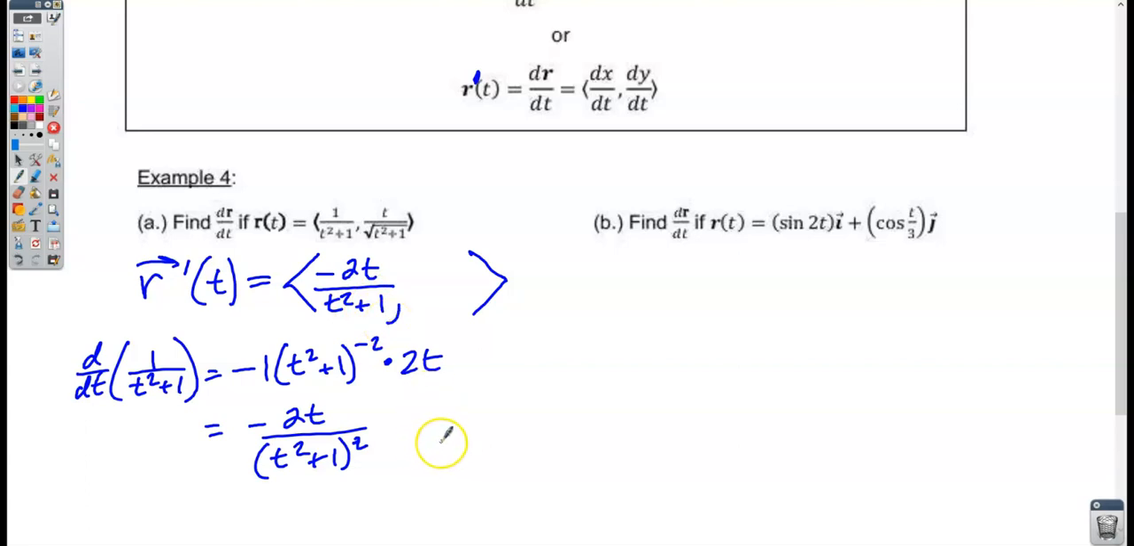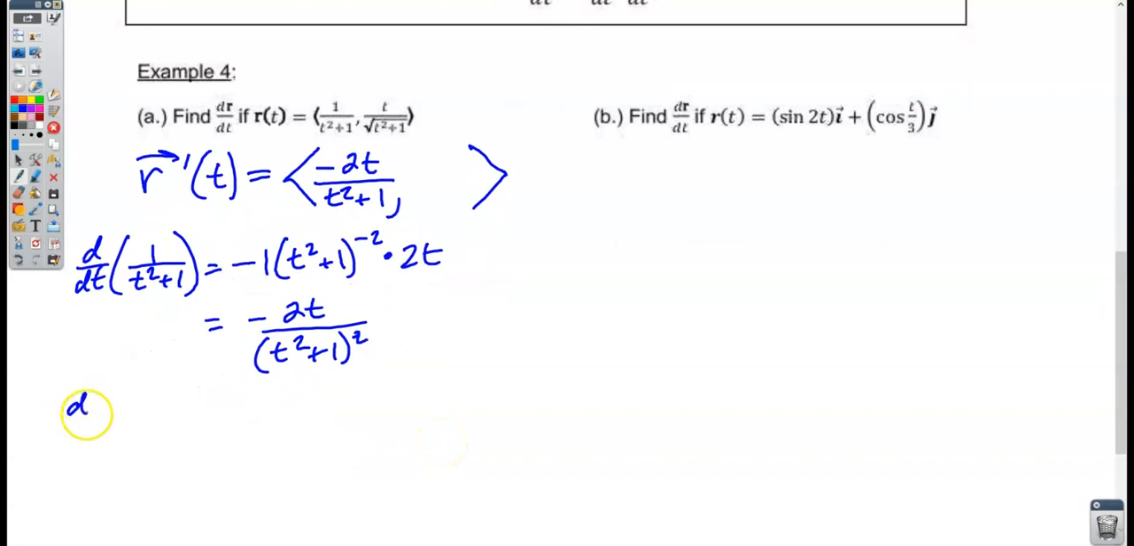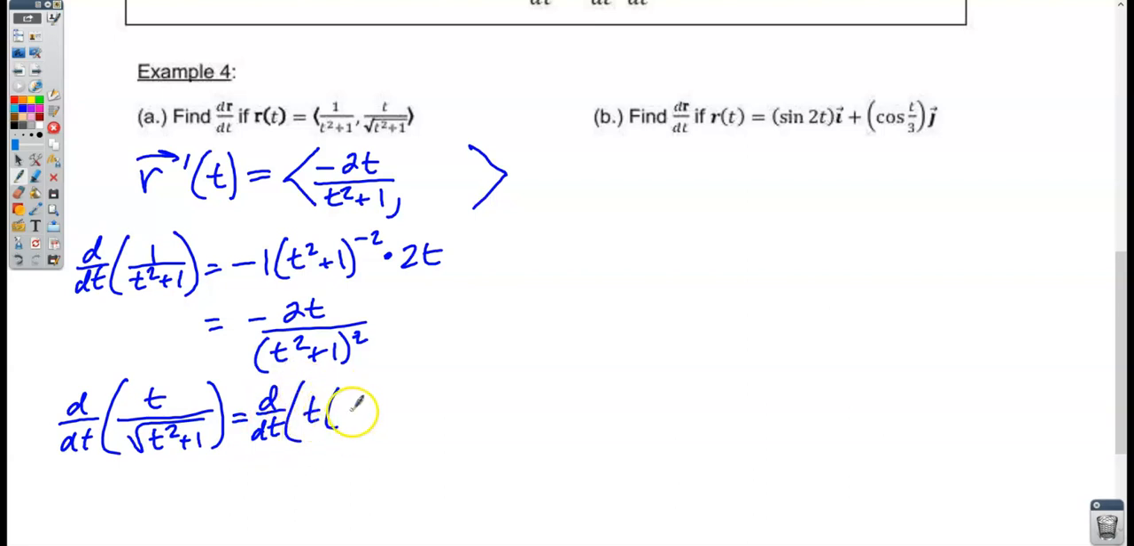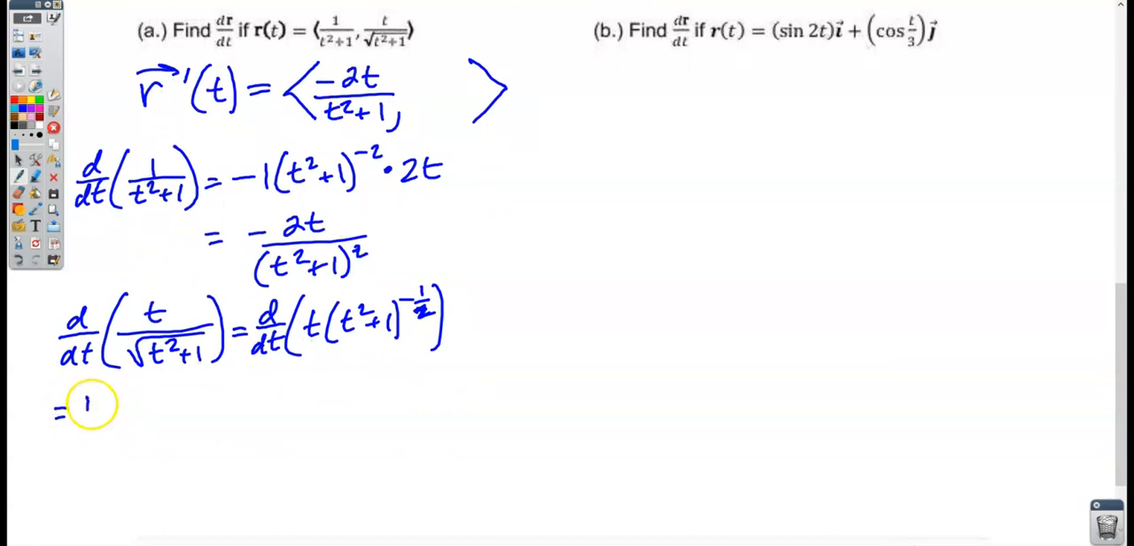And my second component is going to be the derivative of t over the square root of t squared plus 1. So again, we're going to have low d high minus high d low here. Don't want to do it that way. No, I'm going to think about this as, do the product rule. This is going to be t times t squared plus 1 to the negative 1/2. I'm going to go ahead and take the derivative that way. And so this is going to be t times negative 1/2 quantity t squared plus 1 to the negative 3/2 times 2t plus t squared plus 1 to the negative 1/2.